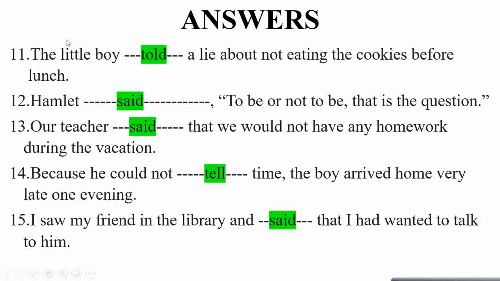Question 12. Hamlet said, to be or not to be, that is a question. We have no indirect object at all, so just directly write said. And since it's about the famous Shakespeare drama, accordingly you write the past tense word said.